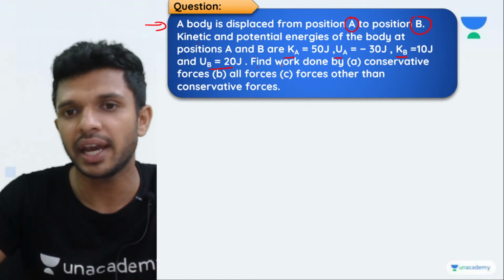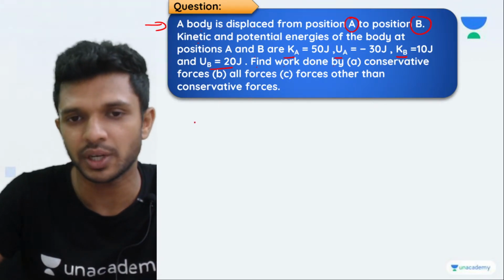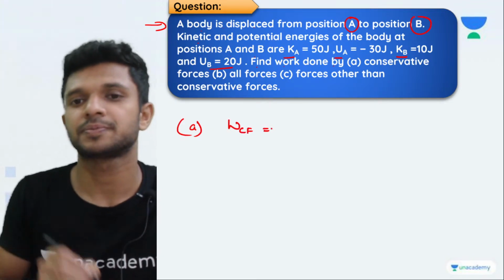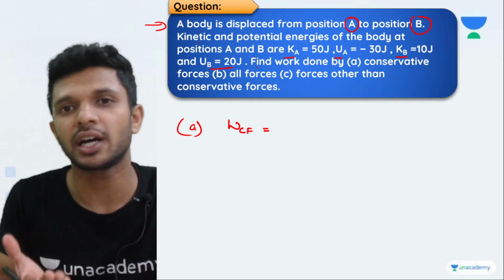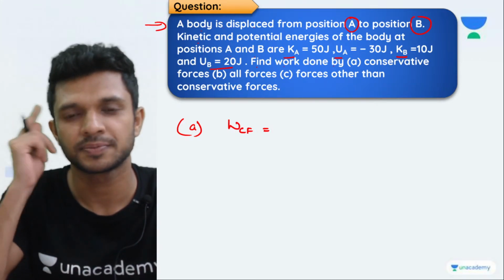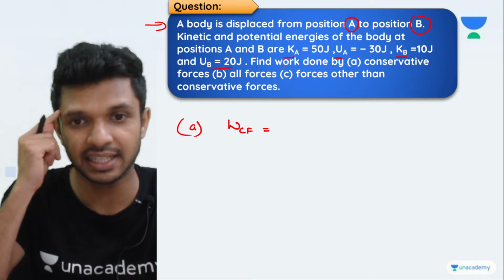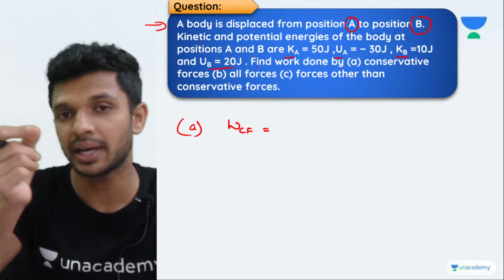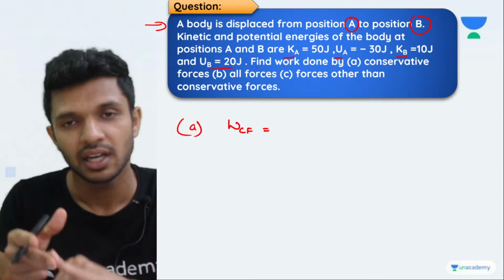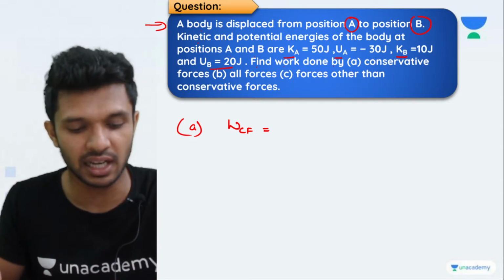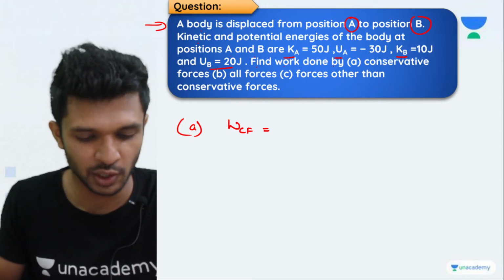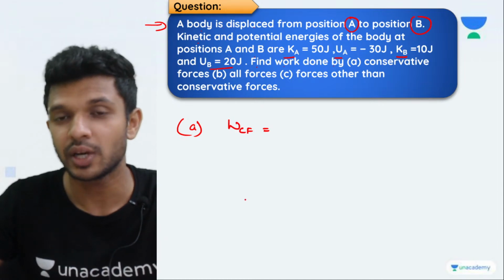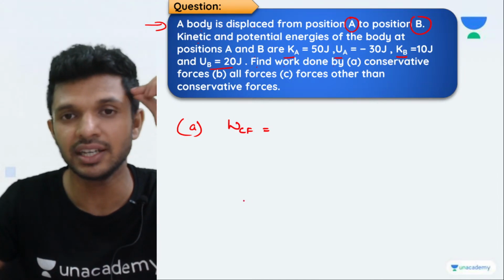Find the work done by, first question, the work done by conservative force. What is the formula to find the work done by conservative force? Think. It is not the work done by the net force or the total force. It is the work done by conservative forces alone, such as gravitational force and spring forces. Anyone knows? Think. I hope at least the answer is already in your head.